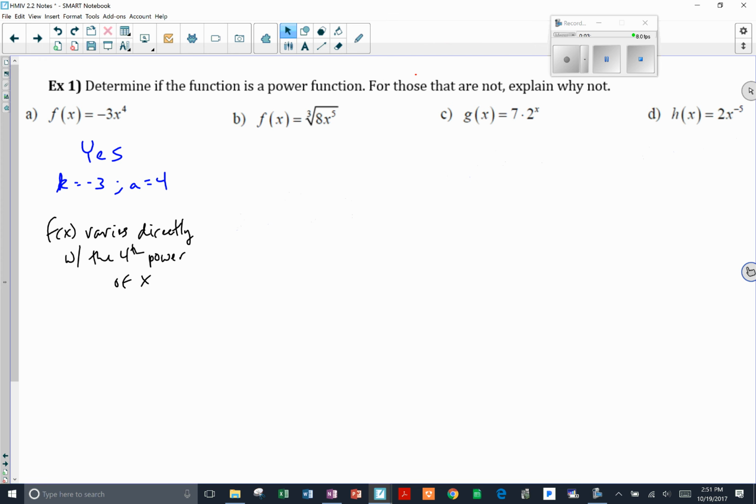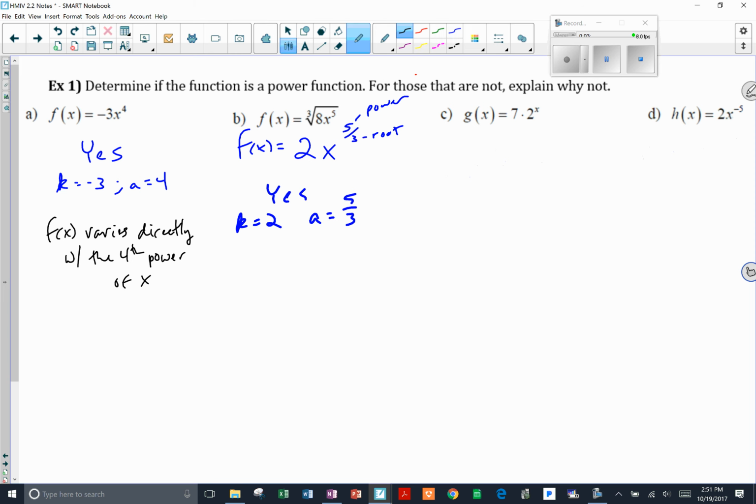All right, if we simplify what we see in part B, cube root of 8 is 2, and then we can rewrite the cube root of x to the 5th as x to the 5/3. Remember, rational exponents, the numerator is the power, the denominator is the root. So this is a power function. K is 2, a is 5/3. This is positive, so this is still a direct variation. We would say that f of x varies inversely. I messed it up again. F of x varies directly with the 5/3 power of x.